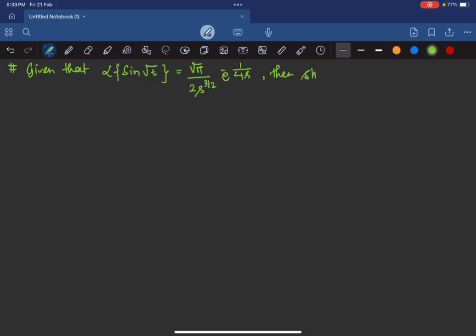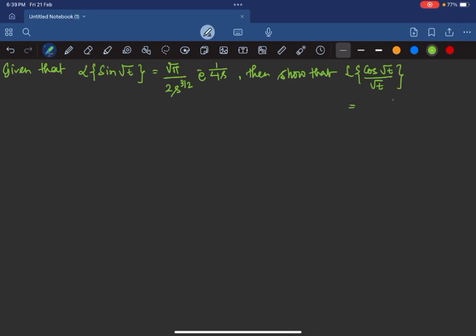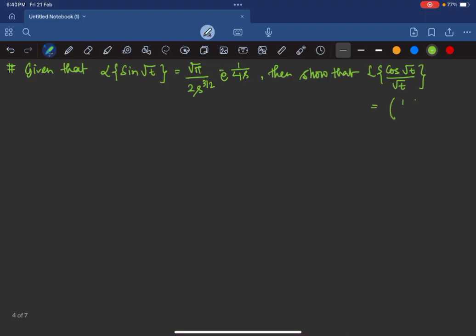Then show that Laplace of cos root over t by root over t is given by root pi by s power half e power minus 1 by 4s. Okay, this is the question. See, it looks like a giant problem, but see, Laplace of sine root over t, no need to find it, it is already given in the question.